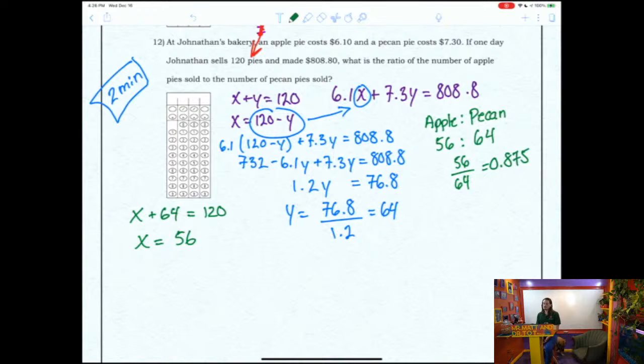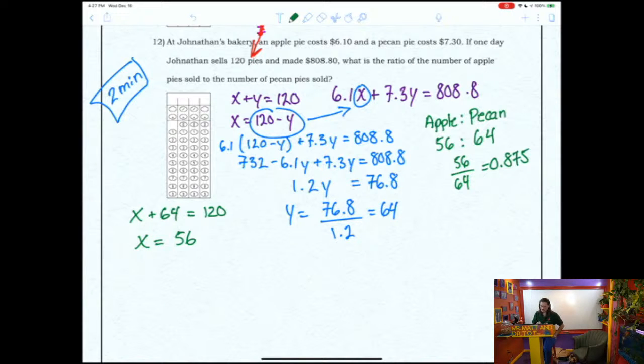$808.80. Here they're ultimately asking for the ratio of the number of apple pies sold to the number of pecan pies. So because they're asking for the ratio of values, we need both of them. So it doesn't matter which you start with. I isolated for x, but it would be totally fine if you isolated for y. Because we need both of them, we're ultimately going to have to solve for both. So x is equal to 120 minus y. I'm just subtracting the y over in the first equation. And then I'm substituting that quantity into the second equation for the variable x. So 6.1 times the quantity 120 minus y plus 7.3y has to be equal to 808.8.